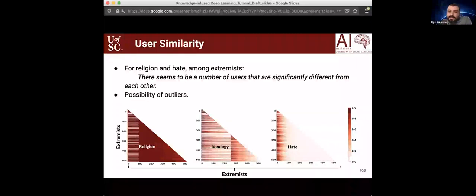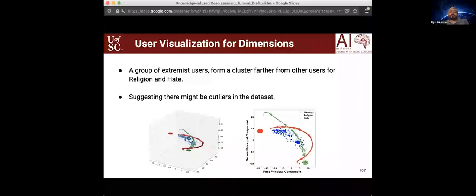This is an extremist data set that we have. We are now suspecting that there might be some number of users that were labeled as extremists but are actually not extremists. To identify those, we look at these users in three-dimensional and two-dimensional space, and still we see a group of users that form a cluster farther from other users, especially in the religion and hate dimensions. So we suspect even more that there might be some outliers in the data set.